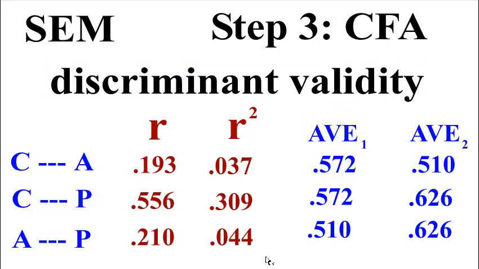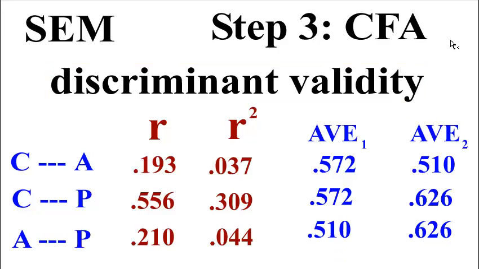Boom, there they are. You'll notice that the AVE scores are much greater than the R squared for every possible pairwise construct we have going on here. So that means we have just determined that we have discriminant validity.